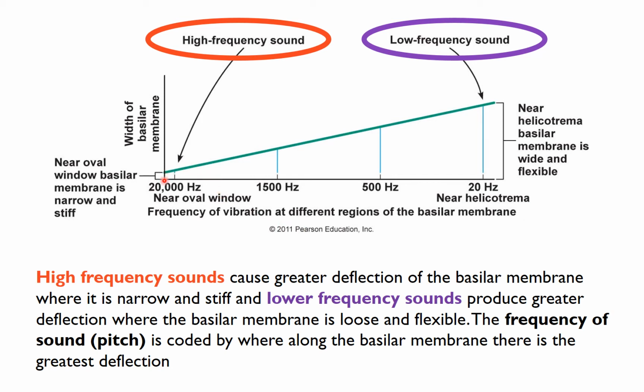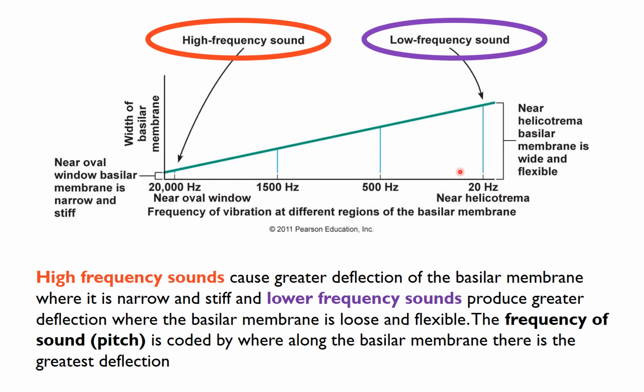So you can see the high frequency vibrations occur nearest the oval window, and then lowest frequency vibrations occur nearest the helicotrema. And on the vertical axis, this shows you the width of the basilar membrane. So the width of the basilar membrane near the oval window is quite narrow. It is also narrow and quite stiff. And as you go along the basilar membrane toward the helicotrema, the width increases such that nearest the apex, the basilar membrane is much wider and therefore much more flexible.